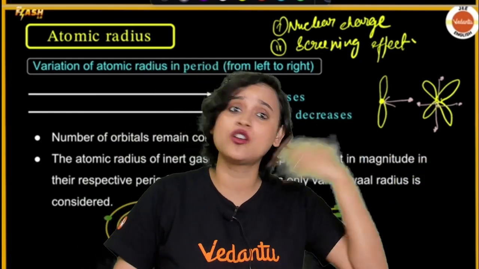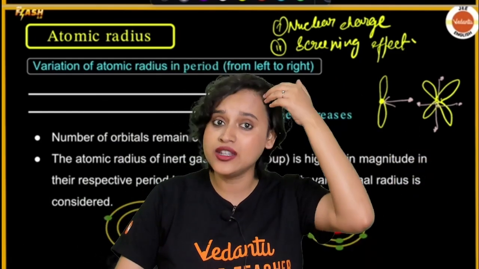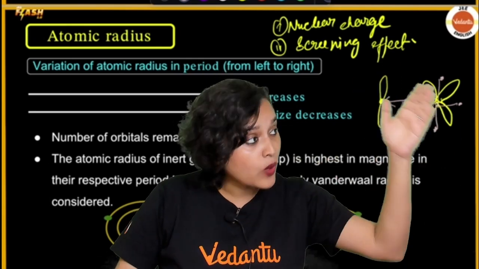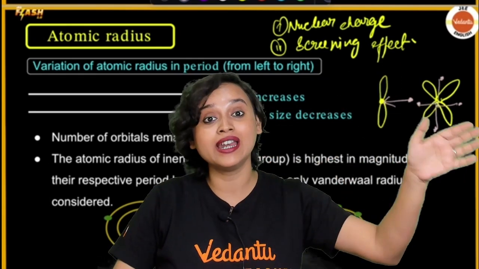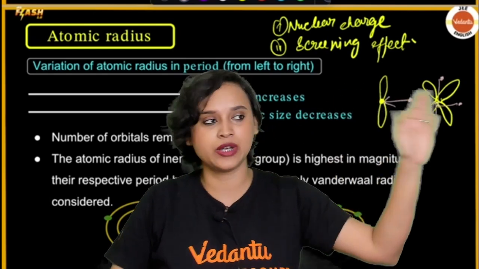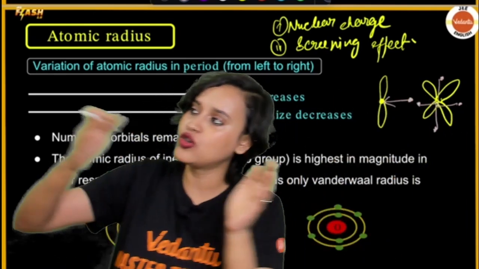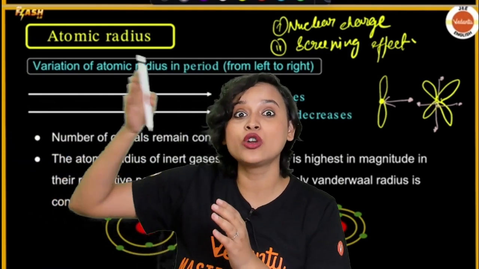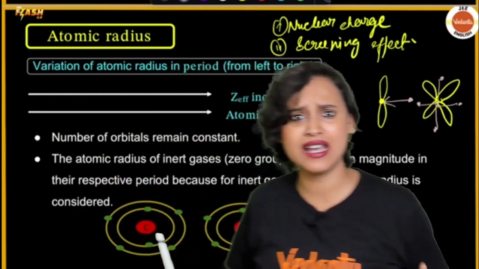Noble gases, because they are not even bonded, you will always measure the van der Waals radius, and they will have the largest size. But otherwise, S block elements, the group 1 elements, have the largest size in the whole period. And as you move on till group 17, you will see that fluorine has the smallest size, right?